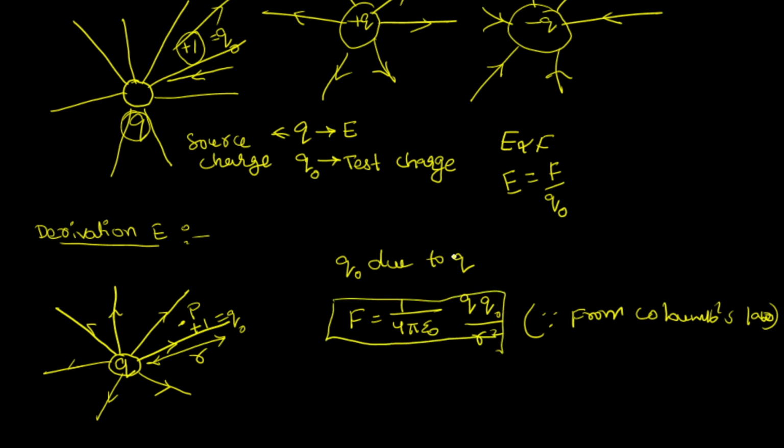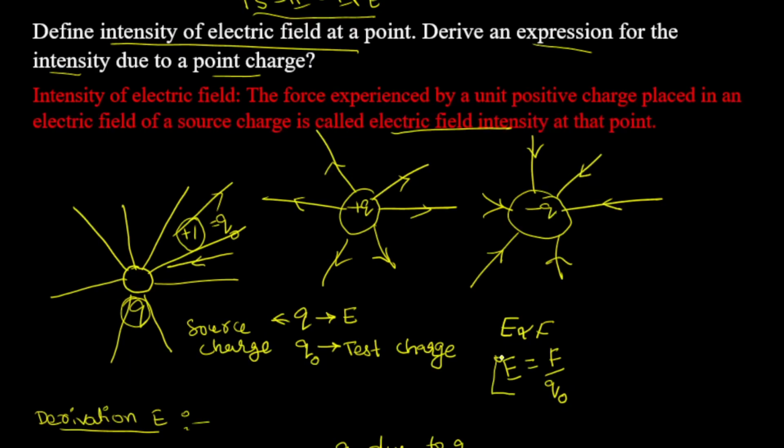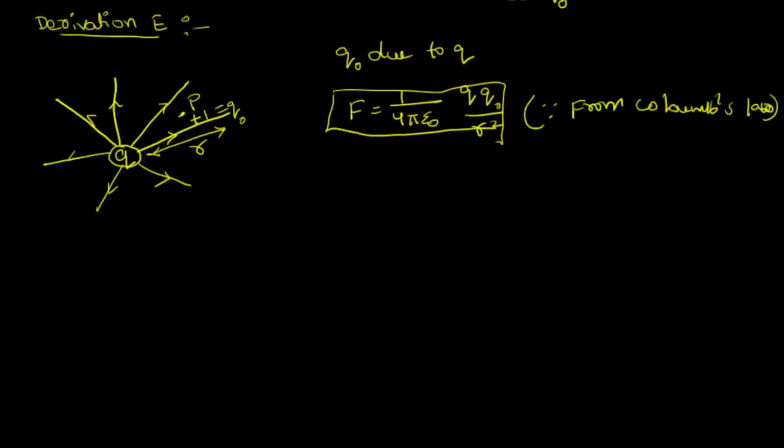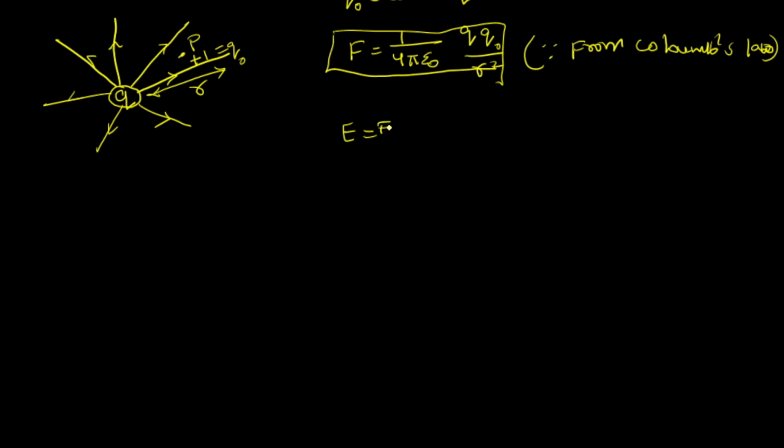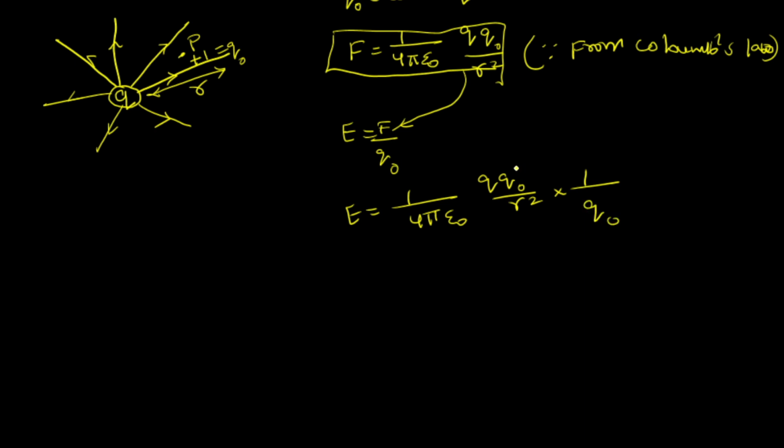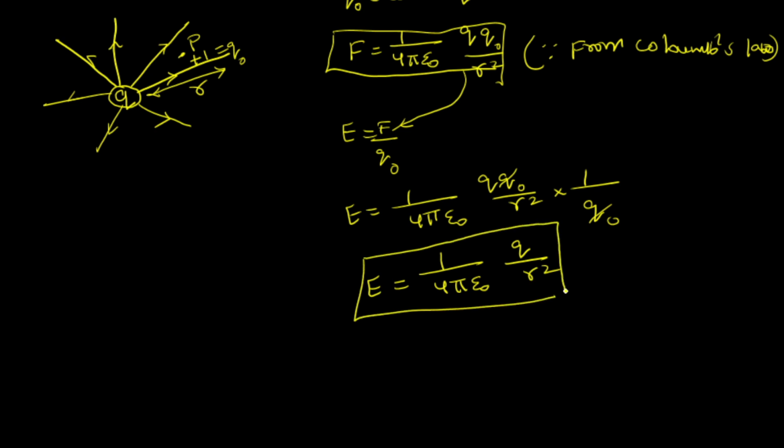And we have the equation E equal to F by Q0, equation number 1. From this equation just substitute F. Therefore the electric field strength will be equal to 1 by 4 pi epsilon naught into Q Q0 by R square into 1 by Q0. Q0 cancels. Therefore the electric field intensity will be equal to 1 by 4 pi epsilon naught into Q by R square. This is the derivation, and this is the equation for the intensity of the electric field.